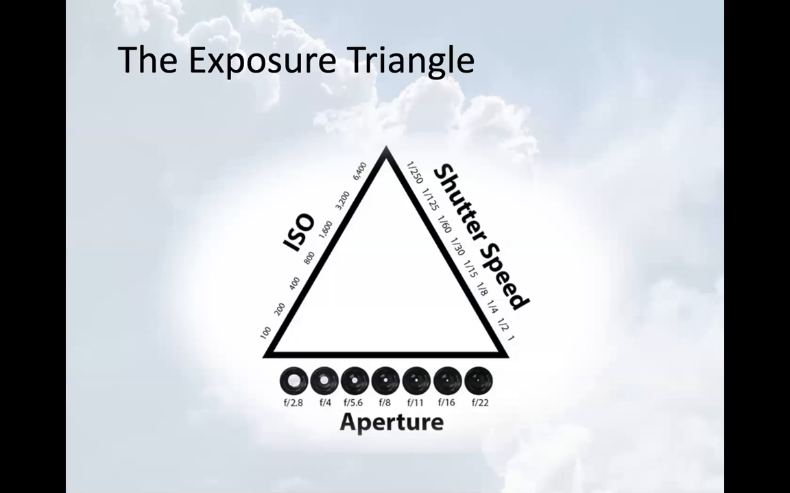Exposure triangle first. ISO, shutter speed, and aperture. I'll explain these as we go along. But these three things impact the exposure of the photograph that determines whether it's a good picture, how bright it's going to be, how dark it's going to be, how much is in focus, how much is not.